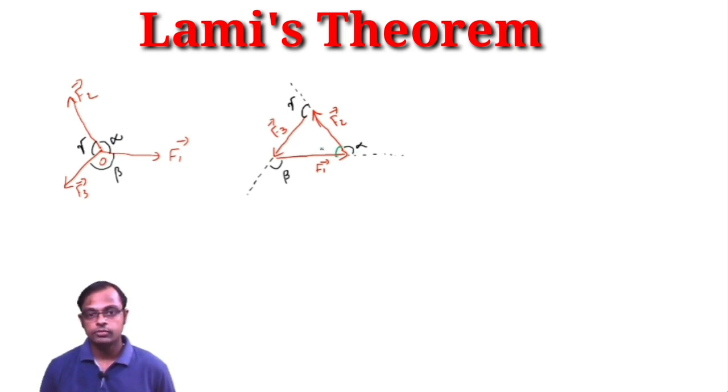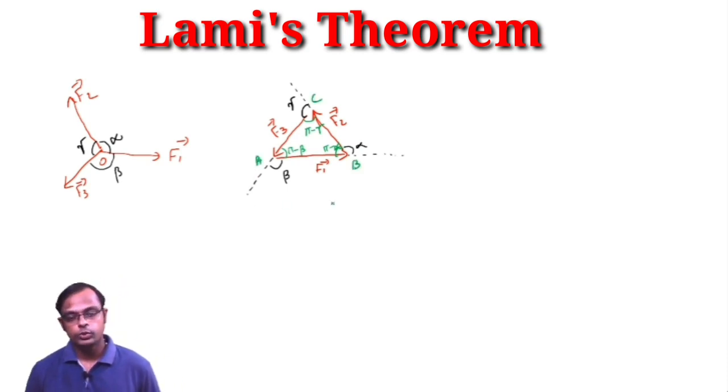Now, if this is alpha, what is this angle? We can write 180 minus alpha. You can write here pi minus alpha. If the total angle is 180 and this is gamma, what is the remaining angle here? That is equal to pi minus gamma. Same way, if this is beta, here we can write pi minus beta.